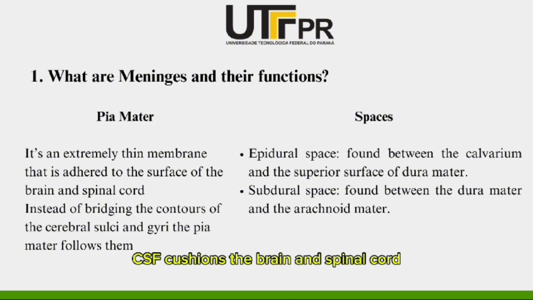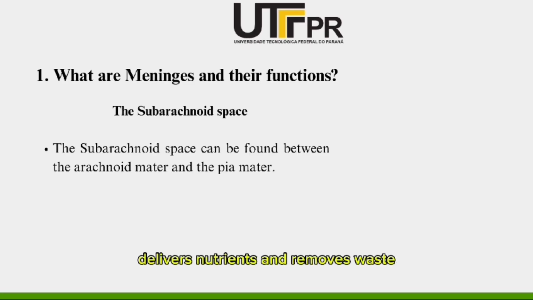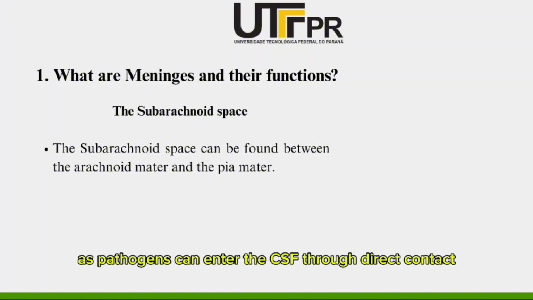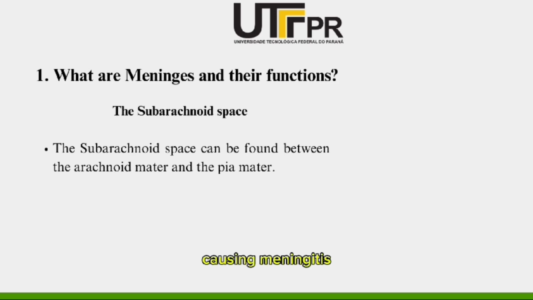CSF cushions the brain and spinal cord, delivers nutrients, and removes waste. Understanding these functions is crucial, as pathogens can enter the CSF through direct contact, causing meningitis. CSF is also used to diagnose meningitis, but we'll discuss this topic later.